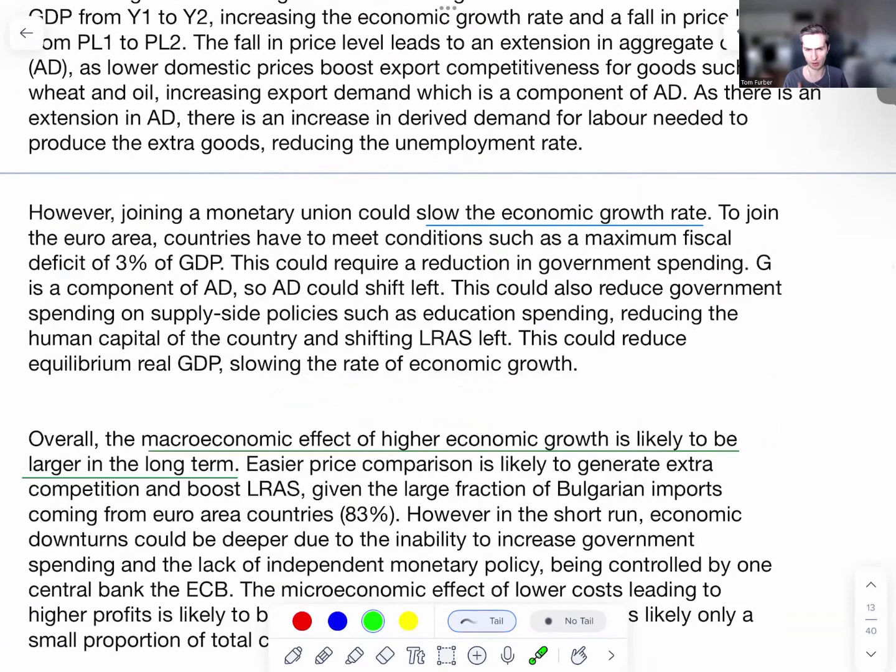Let's evaluate this point. So however, joining a monetary union could slow the economic growth rate, so we're making a contrasting point. To join the euro area, countries have to meet conditions such as a maximum fiscal deficit of 3% of GDP from the extract. And that could require a reduction in government spending to achieve that. And because government spending is a component of AD, AD could shift left. This could also reduce government spending on supply side policies such as education. And that would mean you'd have less human capital in your country because you have fewer skills being learnt. And that would shift LRS left, and that would reduce the equilibrium of real GDP in the economy and slow the rate of economic growth in contrast.